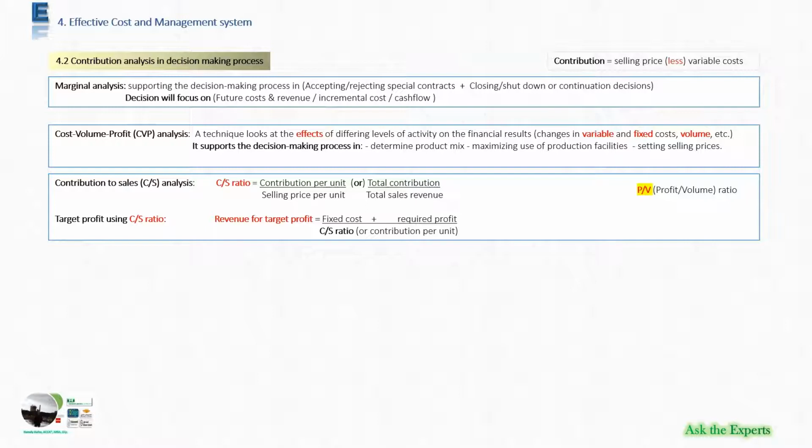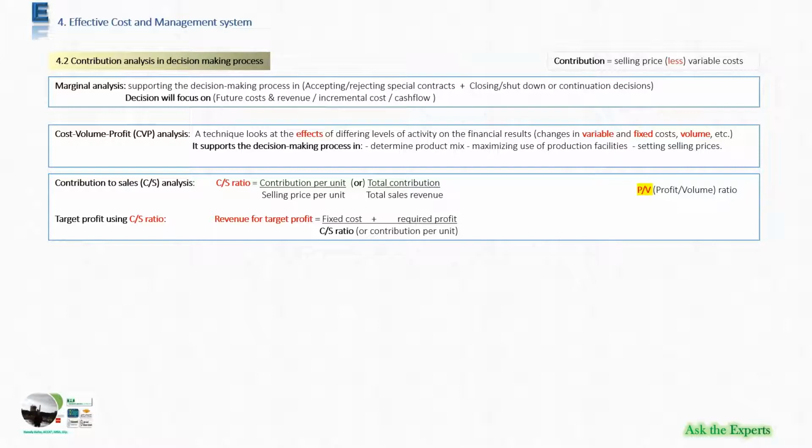One of the best common techniques is the contribution to sales or CS ratio. It is a measure of how much contribution is earned from each $1 of sales. Its basic formula is shown on this slide. Also, the basic formula of target profit by using CS ratio is included in the slide presentation.